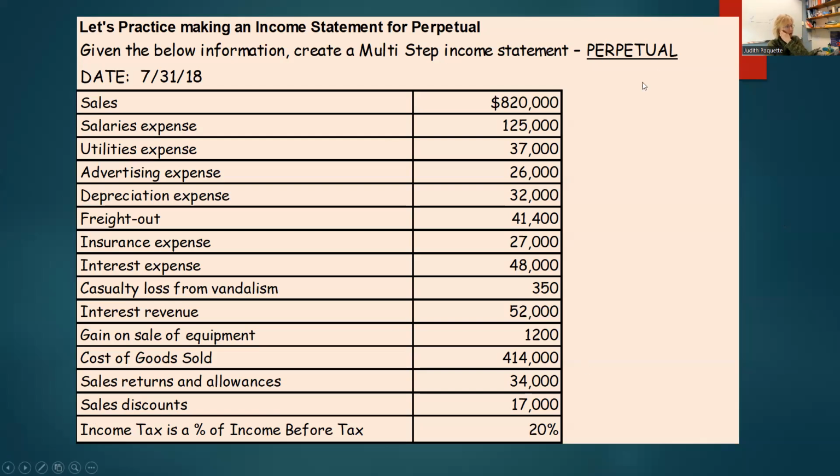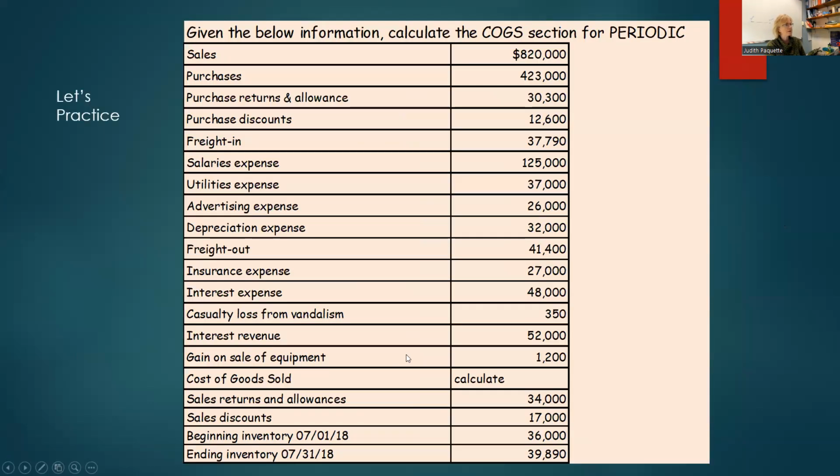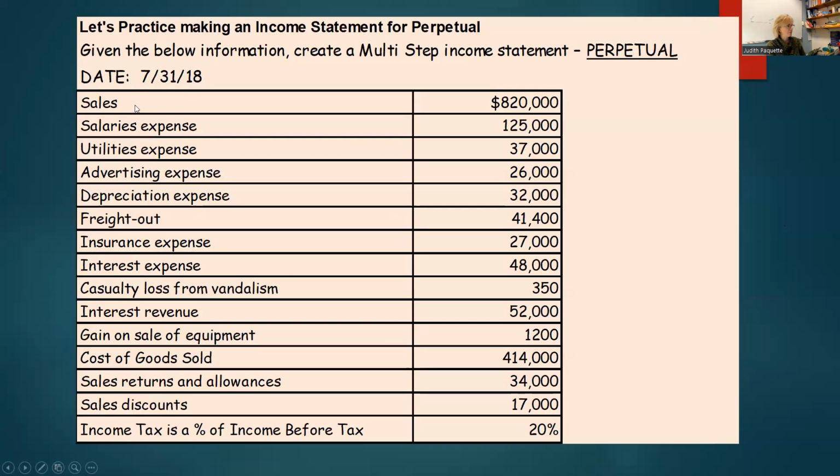Okay, so here's a practice exercise, and we'll do that in class tomorrow. I usually say, set this up for perpetual. Now, I don't have to tell you it's perpetual. You should know that, because it's got a cost of goods sold account, and it doesn't have those other accounts, purchases, purchase returns, etc.